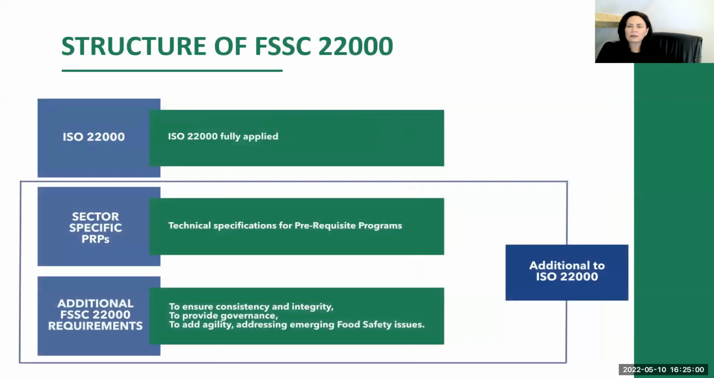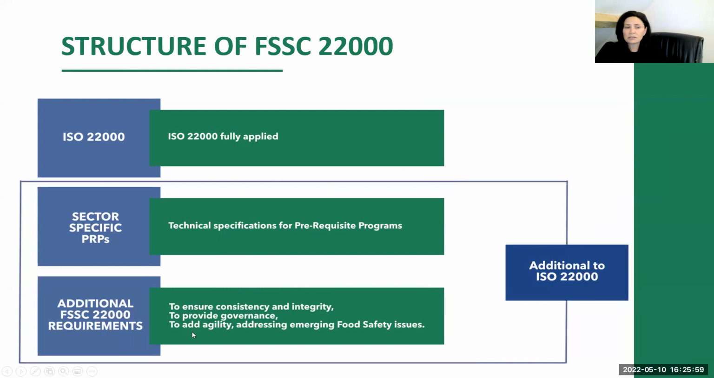When we look at what organizations need when they want to start implementing FSSC, what is FSSC 22000 based upon? The structure of the scheme is based on three main components. First, ISO 22000, which is fully applied within FSSC 22000. Second, the sector-specific PRPs, which refers to technical specifications. These define specific requirements for prerequisite programs linked to a specific sector. And third, the FSSC additional requirements, which is part 2 of the scheme that I referred to on the previous slide. These are the additional requirements on top of ISO 22000 and the sector-specific PRP that an organization needs to comply with and will be audited to.